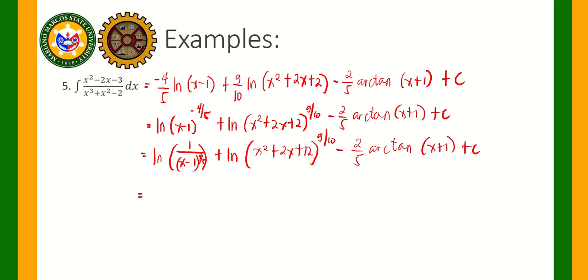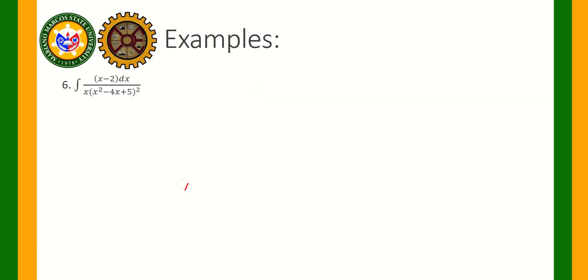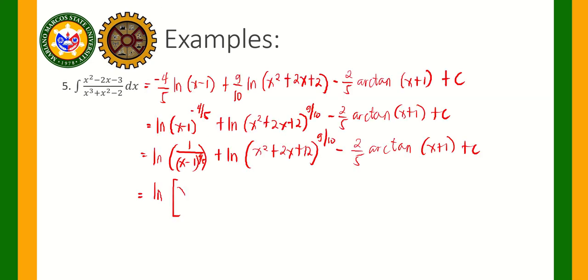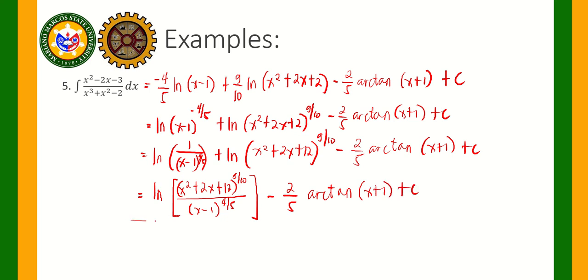Now, if we simplify this further, since addition of logarithms becomes multiplication, this will be equal to ln of x squared plus 2x plus 2 raised to 9 over 10 over x minus 1 raised to 4 over 5. And then we subtract 2 over 5 arctan of x plus 1 plus c. So this is the final answer for example number 5.